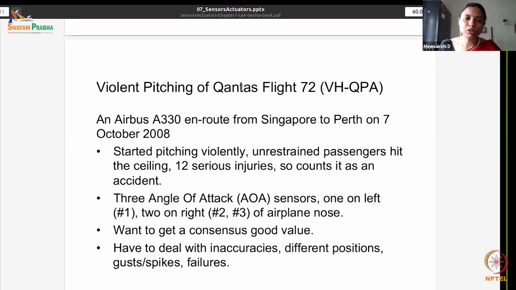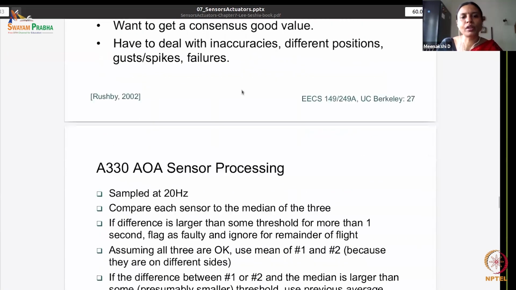There are sensors which measure what we call the angle of attack, AOA, in an aircraft. Because these sensors can malfunction, there are redundant sensors available. Three angle of attack sensors were available, one on the left side of the aircraft and two on the right side of the aeroplane's nose. Because we use these three sensors to measure the same value, the angle of attack, we would like to get a good consensus value, and that's where the problem is. The algorithms have to deal with inaccuracies, positions of the aircraft, spikes, failures, and so on.